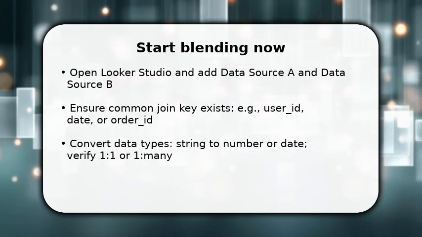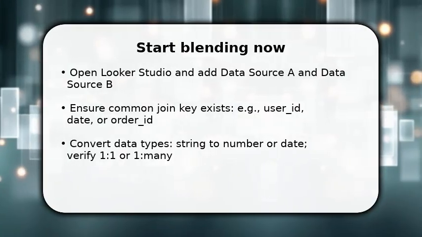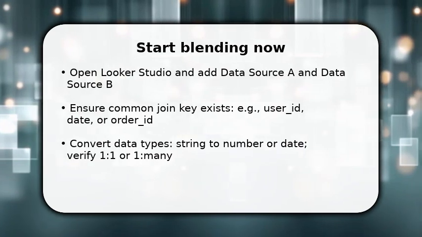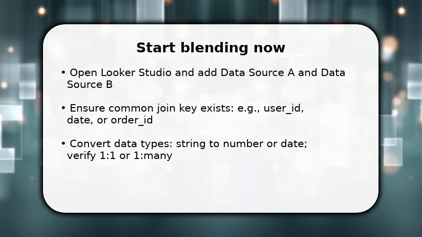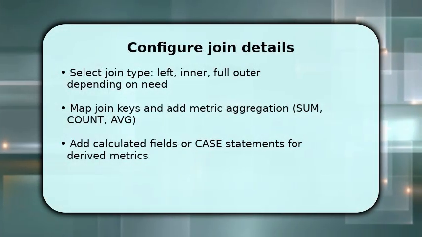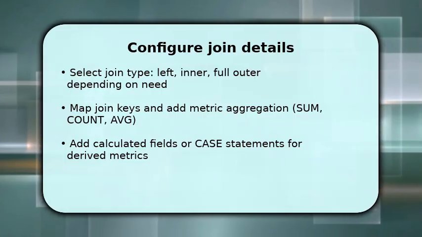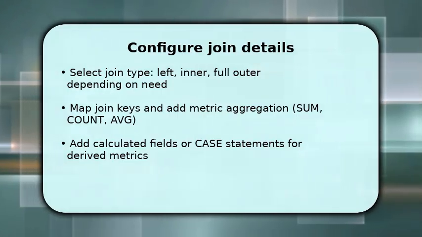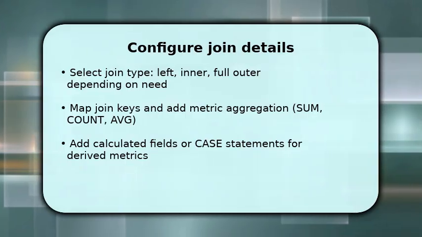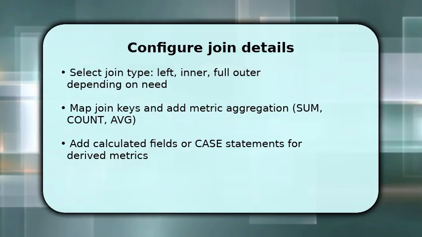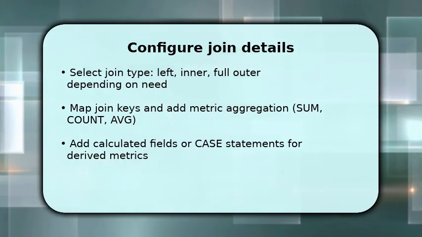This first action puts you into the Blend editor, where you can map keys and pick initial metrics to combine. You now configure how the sources actually merge by choosing a join type. For completeness, pick a left or full outer join, whereas inner removes unmatched rows. Next, map each join key carefully and set aggregation for metrics, SUM for totals, AVG for averages, count for counts.